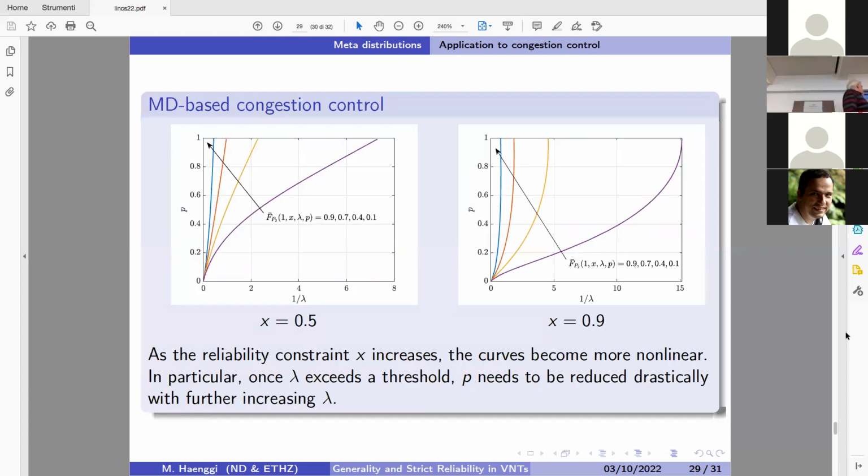If we do that, these curves are no longer straight lines. Now they are bent and convex or concave, depending on the reliability threshold. In the higher reliability case, these curves look like this, quite non-linear. We realize that once theta exceeds the threshold, if we go to the left here, we might have to quite drastically reduce the transmit probability to maintain a certain performance. This derivative here might be infinitely steep, so there needs to be a big reduction to maintain performance.